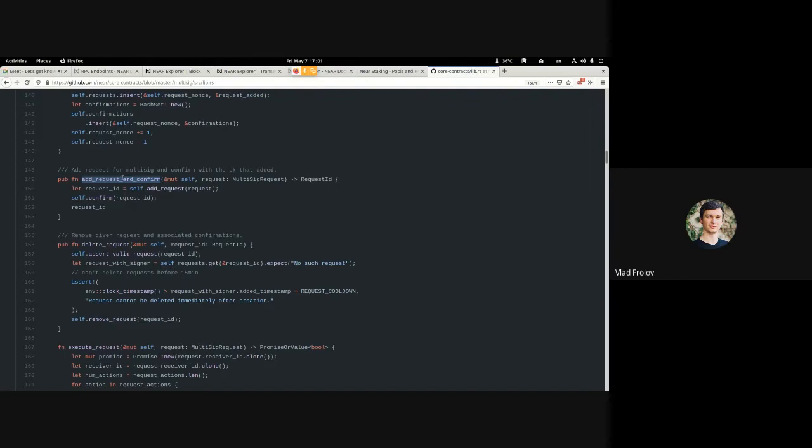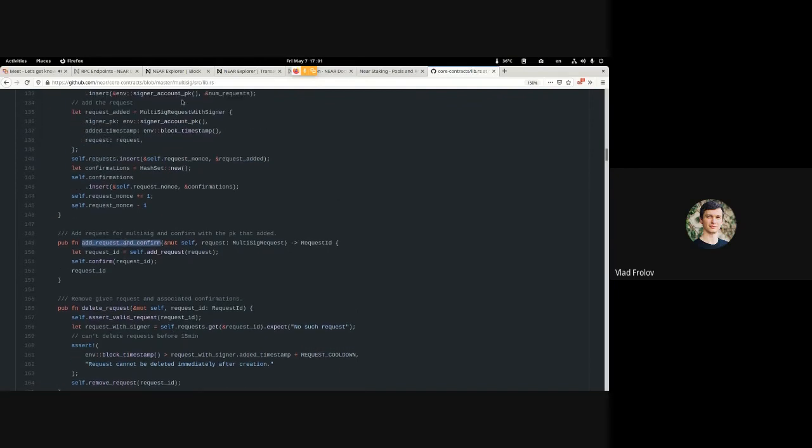So add request and confirm, it's a method on our smart contract. As we saw, request is a complex structure which includes all sorts of things, and in the implementation of add request, we have this request ID, and we will return this request ID. That's all we need to know about the implementation for now.